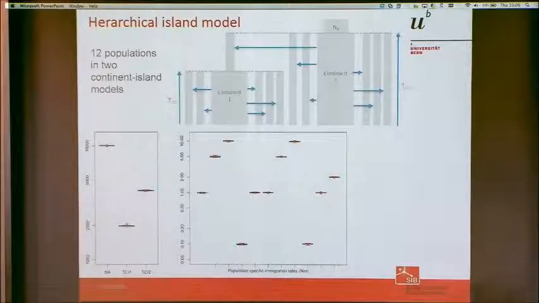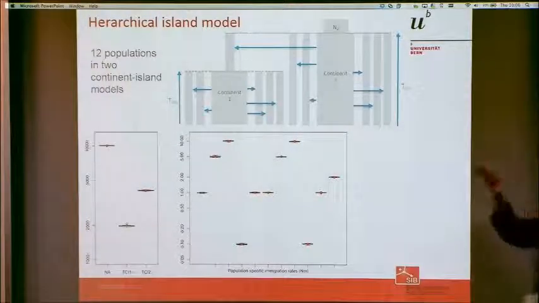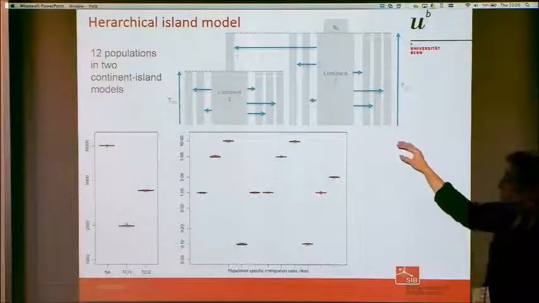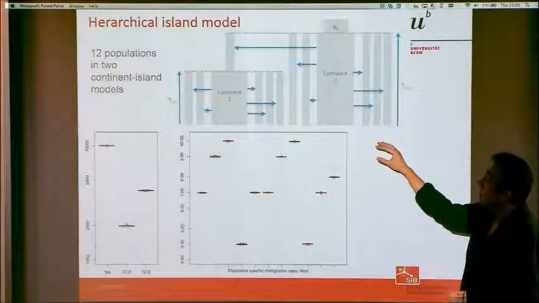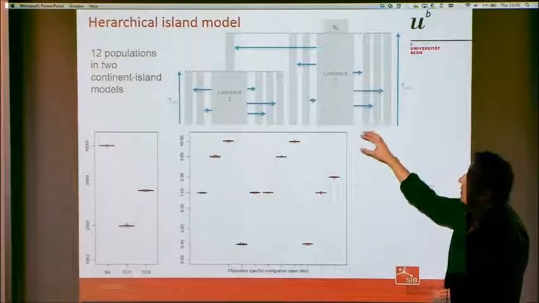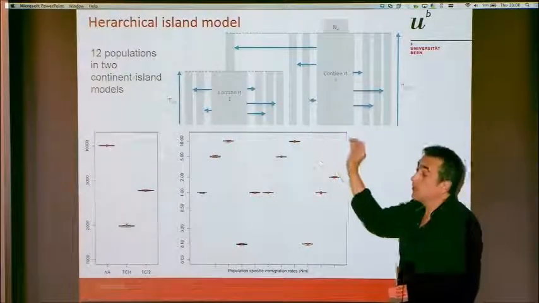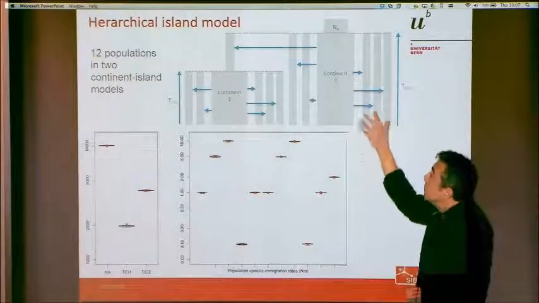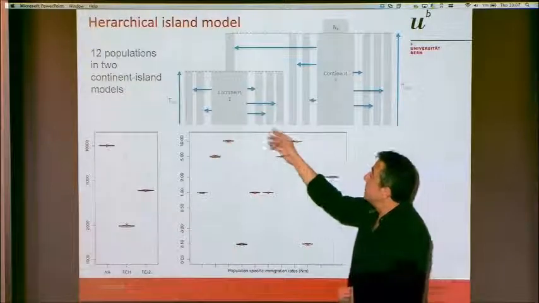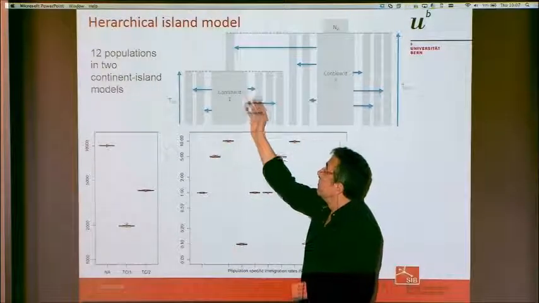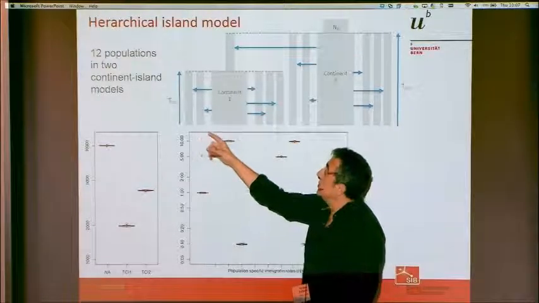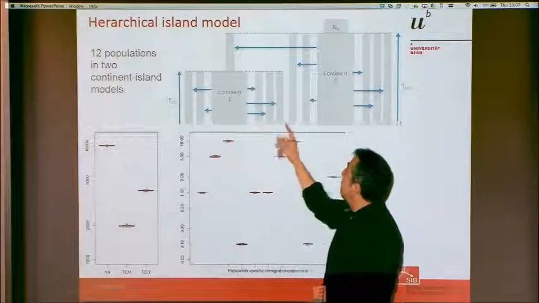So what is actually nice with this method is that we can extend it to much more complex scenarios than just those I mentioned before. In that case, I'll show you some simulations we did for a relatively complex model where we have two continent-island scenarios. So we have one continent that sends migrants to different islands, and we assume that we are sampling genes from each of these islands.